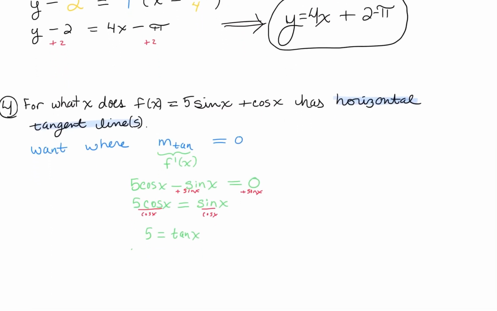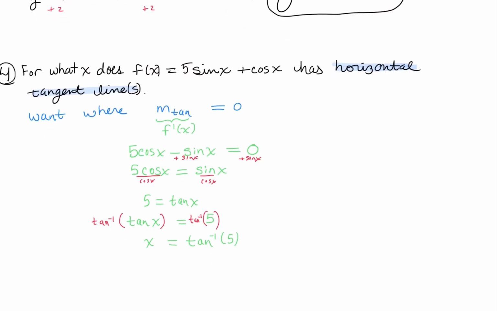Now, if I have tan x equal to 5, I'm trying to think about where tangent is equal to 5, and that's not a nice point on my unit circle. So I'm going to need to use my calculator here. Let's write this as taking tan inverse of both sides. I'm looking for where tangent's equal to 5, and that of course is saying tan inverse of 5.